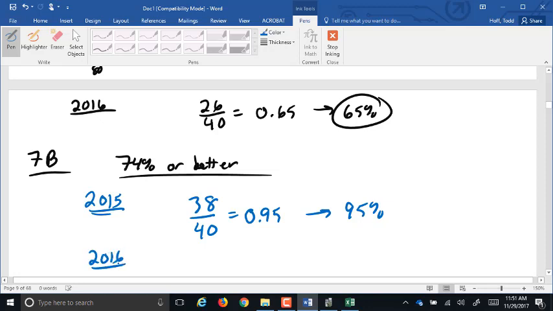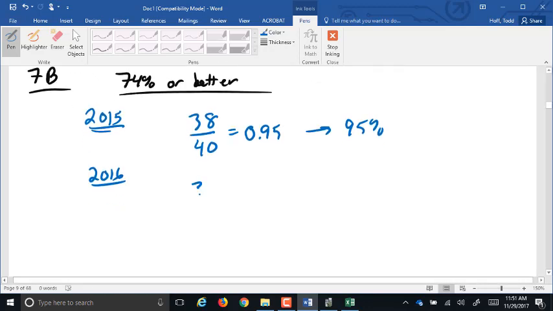For 2016, how many of those students had 74% or better? 38 again. So of course that will also be 95%.